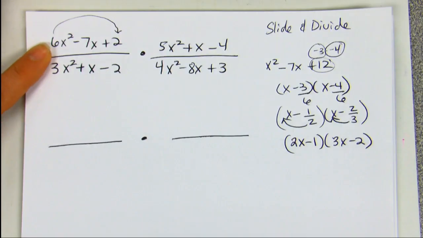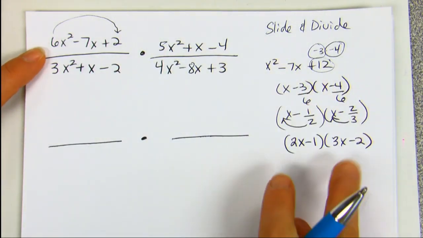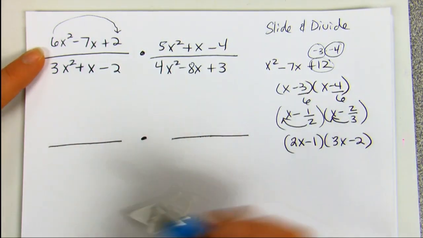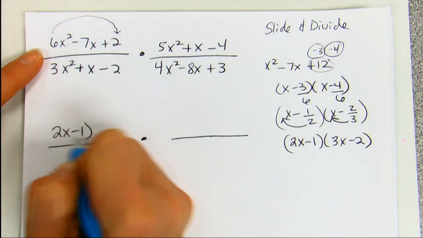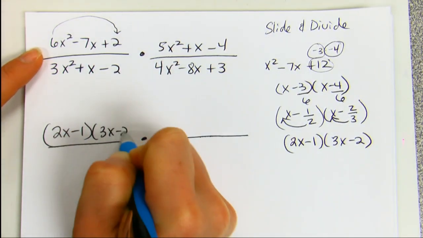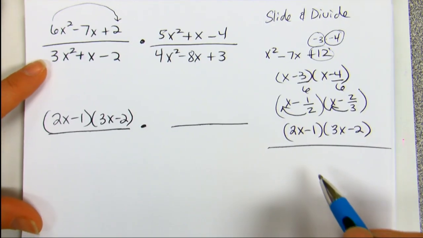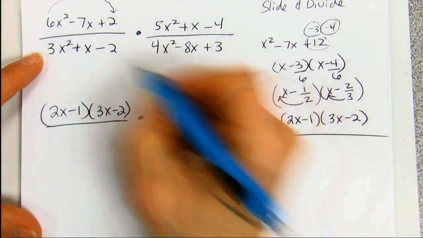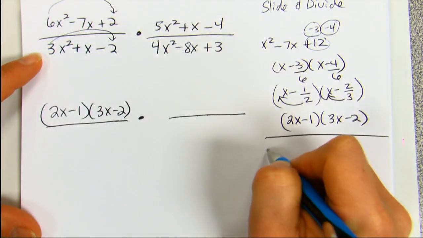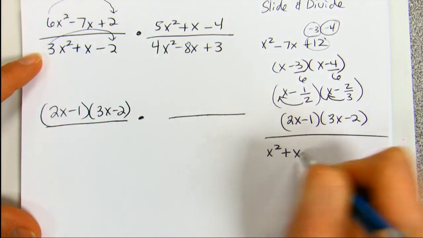So you might need to have paper on the side and do the factoring. Once you find the factoring, it goes up here in the top. So 2x minus 1 times 3x minus 2. Now we'll do the factoring of the denominator. So I'm going to move this over here. So we have x squared plus x minus 6.